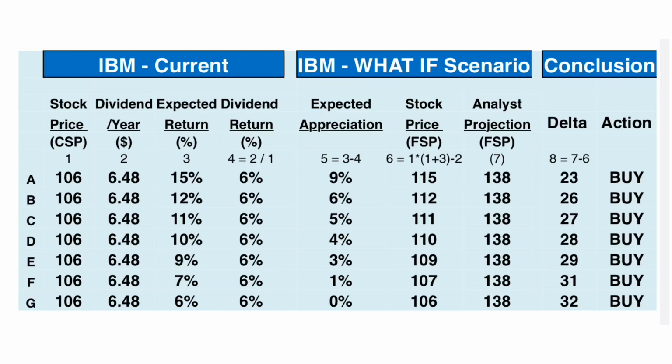In this case, I took 15%, 12%, 10%, 9, 8, 7 various expected returns, and it looks like all of them would be fulfilled and I would be better off buying this stock.